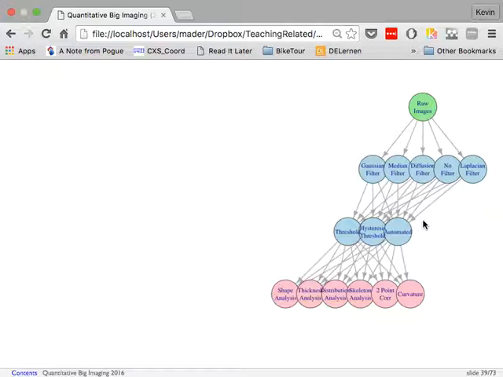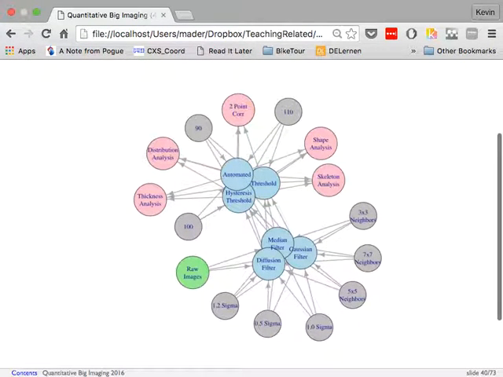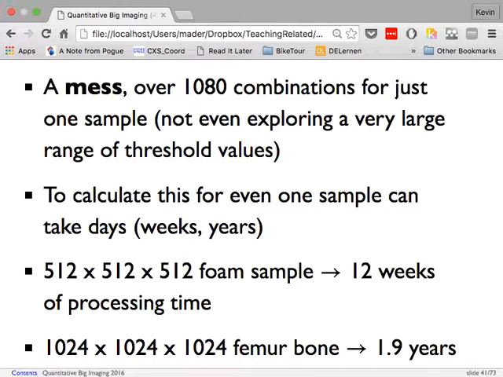For each of these, you also have parameters that get fed into them that determine the analysis. To look at that one in more detail, you have different neighborhood sizes, you have different sigma sizes, and you have different threshold values that feed into all of this. So this network gets many, many nodes very quickly, and it becomes a huge space that you have to search through. And there's over 1,080 combinations for just one sample. And this isn't looking at a large range of thresholds, this is looking at a fairly narrow range of thresholds.